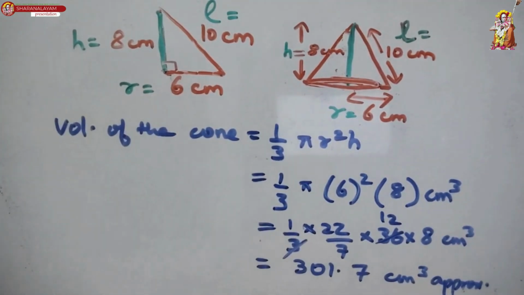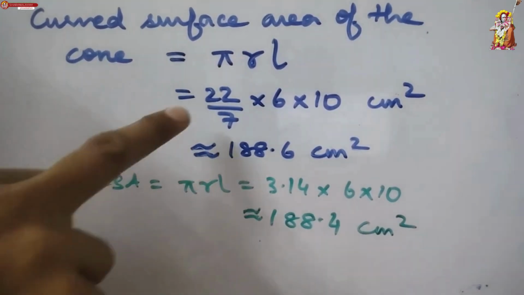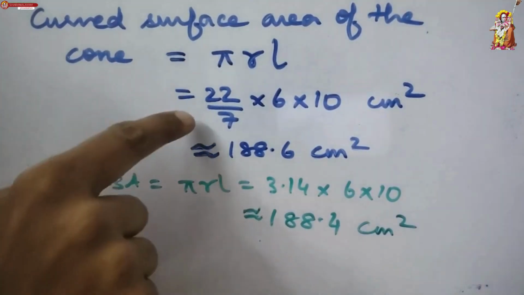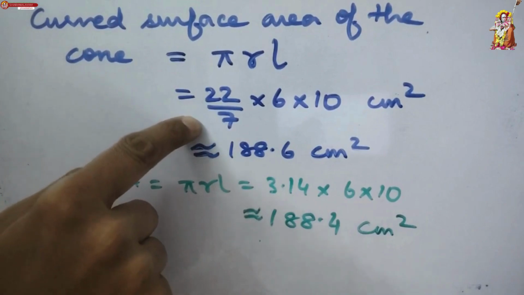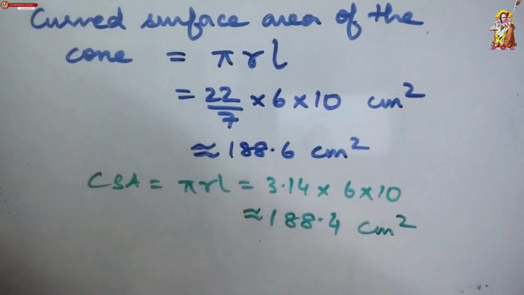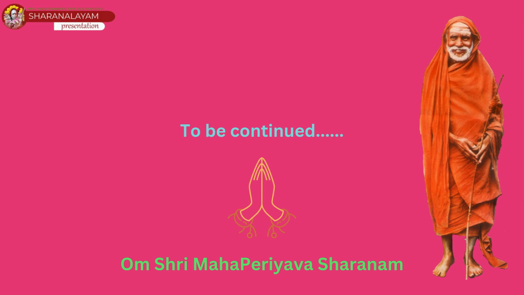Now, for curved surface area of the cone, we know the curved surface area of the cone is equal to pi r l. If you take 22 upon 7 as pi's value, then we get the approximate value of the curved surface area to be 188.6 centimeters square. If we take pi's value as 3.14, then we get 188.4 centimeters square as the approximate value of the curved surface area. So with this, we have finished the short answer type questions.